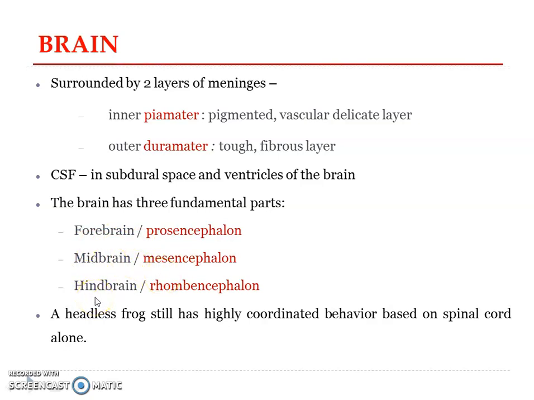We can see that even though the brain is a very important organ regulating all the activities going on in the body, a headless frog still has a highly coordinated behavior because of the spinal cord alone. So the spinal cord has a very important function over there, and these two bring about the coordinated activity.